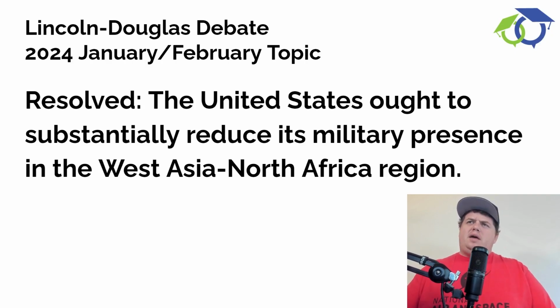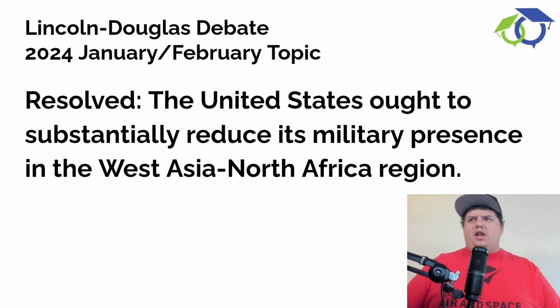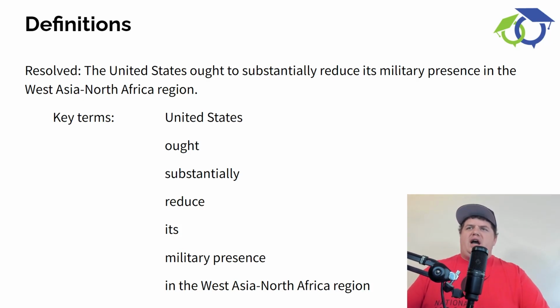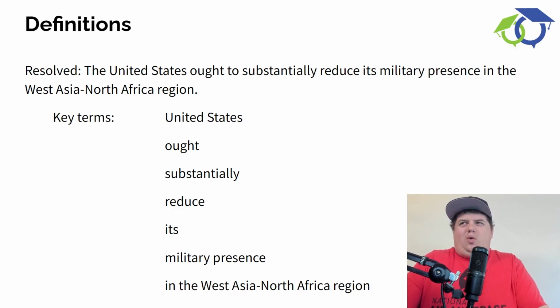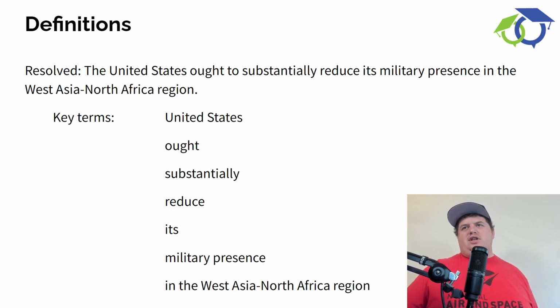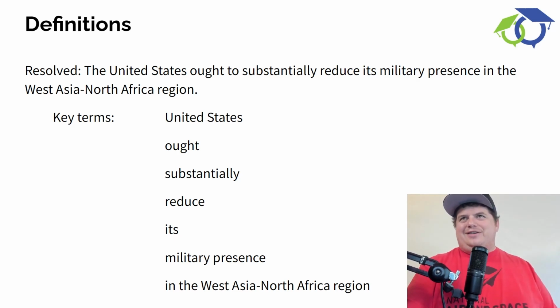A reminder again, the topic reads: Resolved, the United States ought to substantially reduce its military presence in the West Asia, North Africa region. So let's look at the key terms behind this resolution. I think that there are a lot of key terms in this resolution, but a lot of them are not that important, and a lot of them are important, but it's hard to quantify what they are, which makes this topic huge. Let me break them down individually before I get into all of that. The keywords are: the United States ought substantially reduce its military presence in the West Asia, North Africa region. Like, Scott, that's the whole topic. Well, let's get into it then.